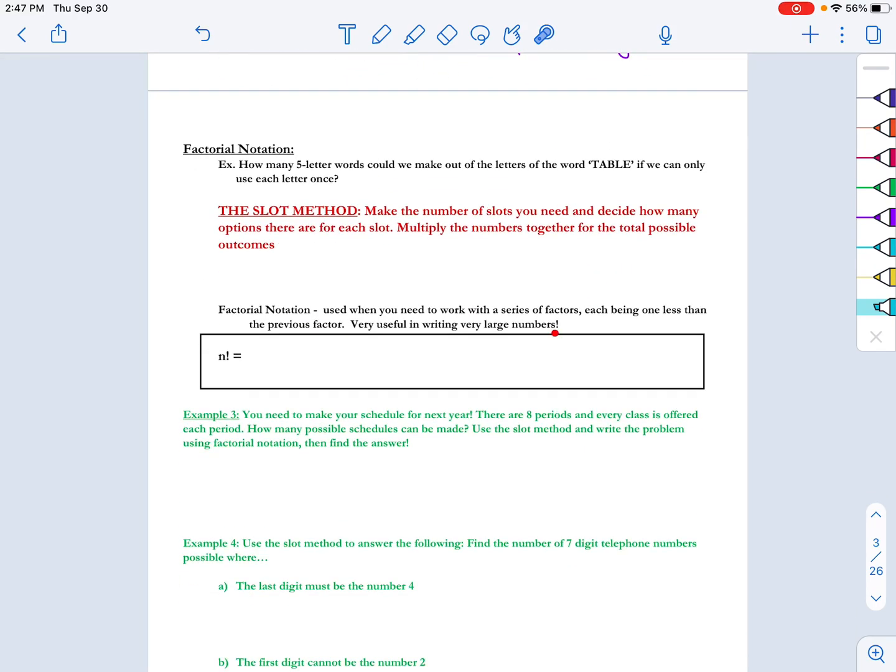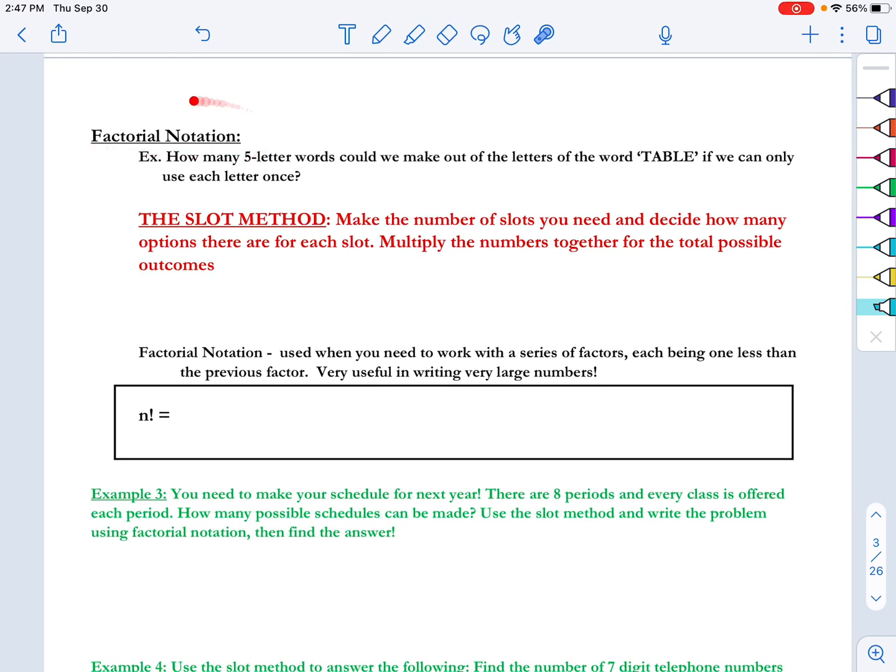All right, let's look at the next topic. So this is factorial notation. So we use this when they're not independent. So in other words, when they're dependent on each other. So when you make your first decision for your first option, that affects your decision for your next option. So for example, this says, how many 5-letter words could we make out of the letters in the word table if we can only use each letter once?